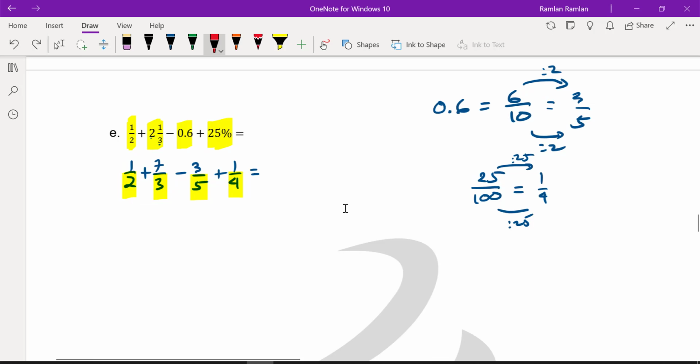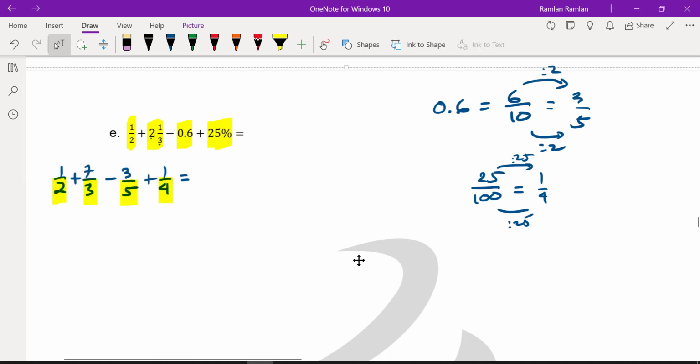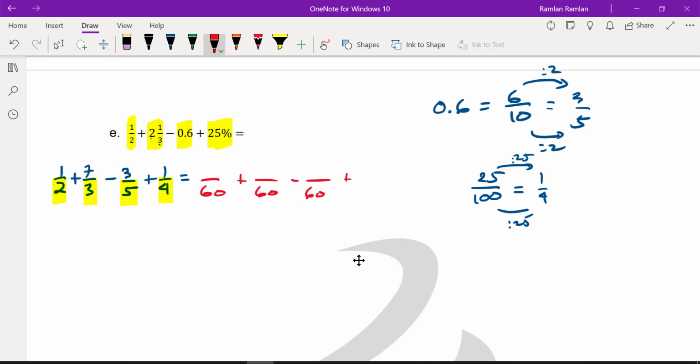So I'm going to find the least common multiple of all of these numbers, and I think it's 60. So that will be over 60, all of them. Maybe I'll write it over here because it doesn't really fit. I'm going to move that a little bit to the left, guys. So over 60, plus over 60, minus over 60, and then plus over 60.